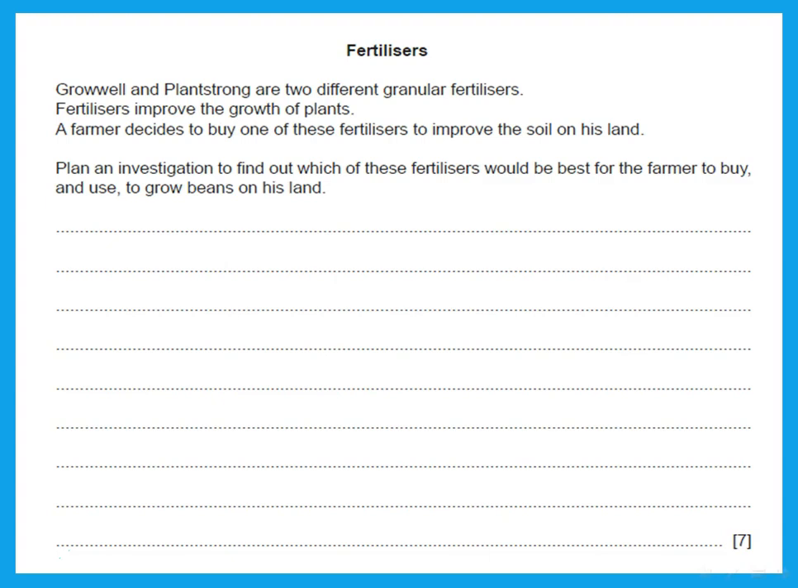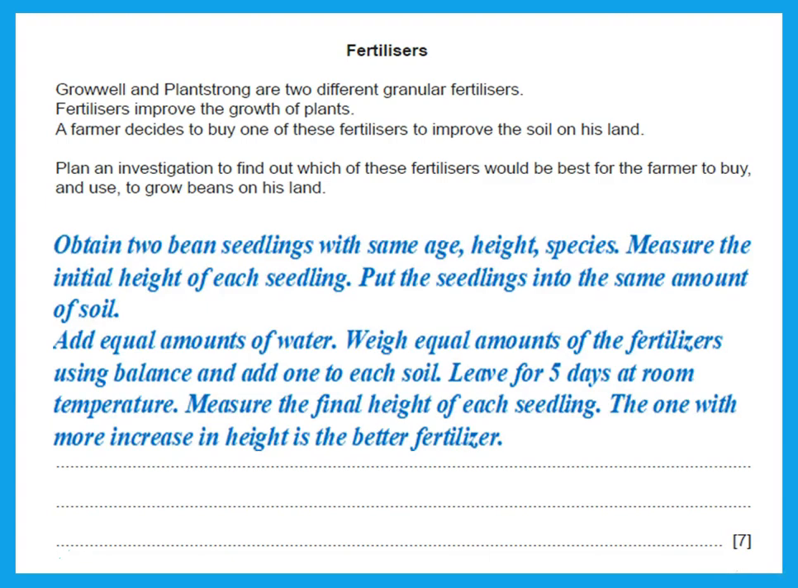Here, another experiment. He says, I have two different fertilizers. A farmer decides to buy one of these fertilizers to improve the soil on his land. Plan an investigation to find out which of these fertilizers would be best to grow beans. He wants to grow beans.